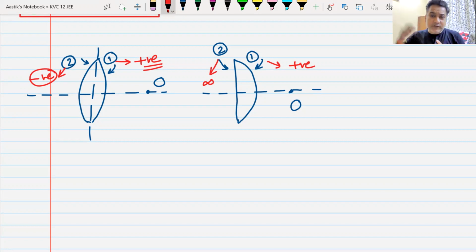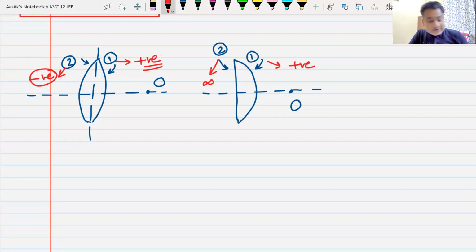It does not depend on where the object is placed. Yes, it depends on where the lens is placed. If you put the lens in some medium, then the focal length changes. Otherwise, the focal length does not change. Am I clear? Yes, sir. Everyone understands this? Yes, sir. Can I move ahead? Yes, sir.